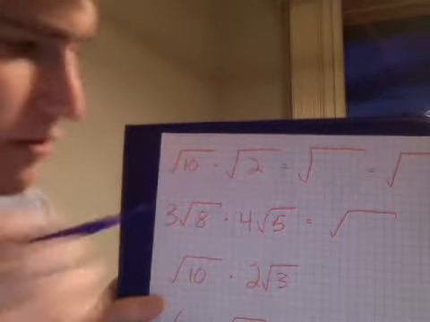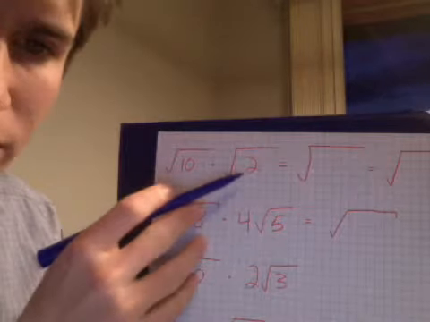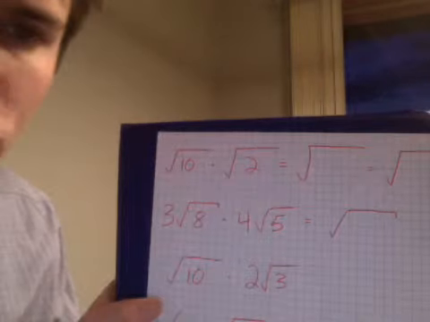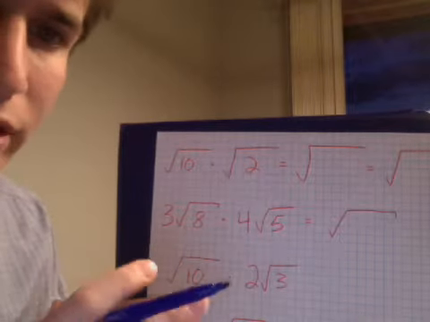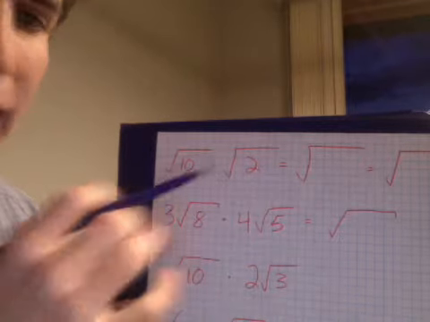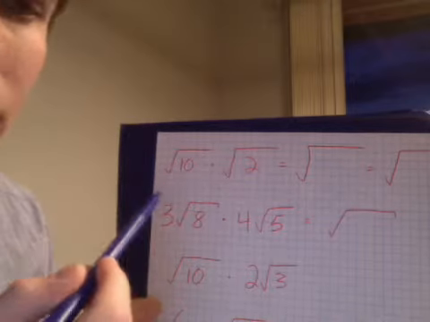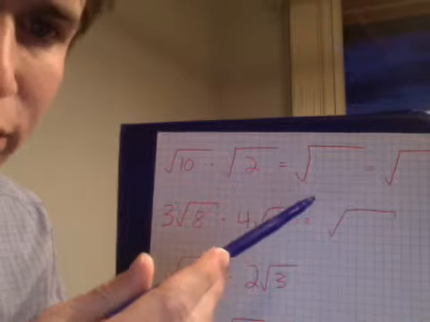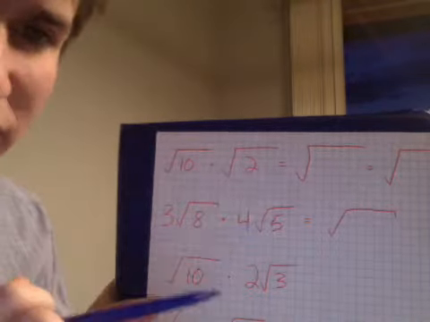When you multiply radicals, take a look at this first example and write it down. It's the square root of 10 times the square root of 2. Now when you're multiplying, it's different than addition, where with multiplication I'm going to go ahead and multiply first, then try to simplify and break it down at the end.